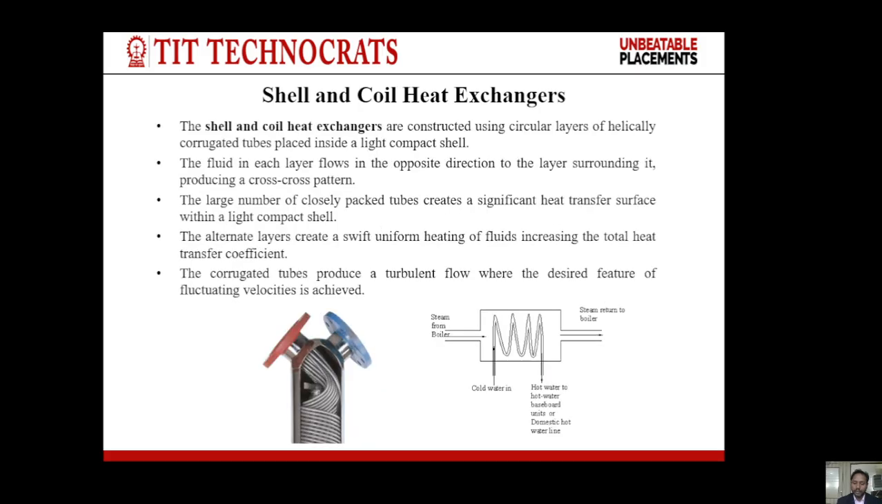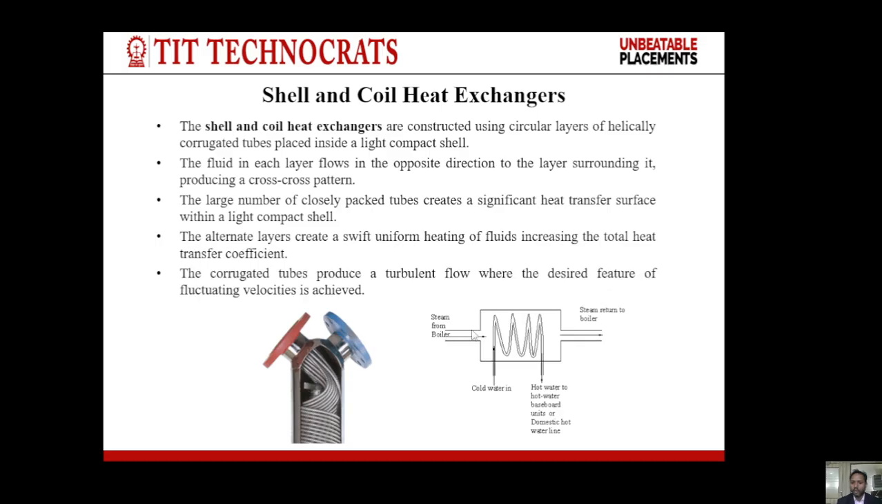Now the another one is the shell and coil heat exchanger. Here the shell and coil heat exchanger is constructed using circular layers of helically corrugated tube placed inside a lightweight compact shell. Here this is one of the views or pictures of a shell and coil heat exchanger, and this is the sectional view. Here we can see cold water in and hot water out, and here steam flows to the boiler and steam returns to the boiler.